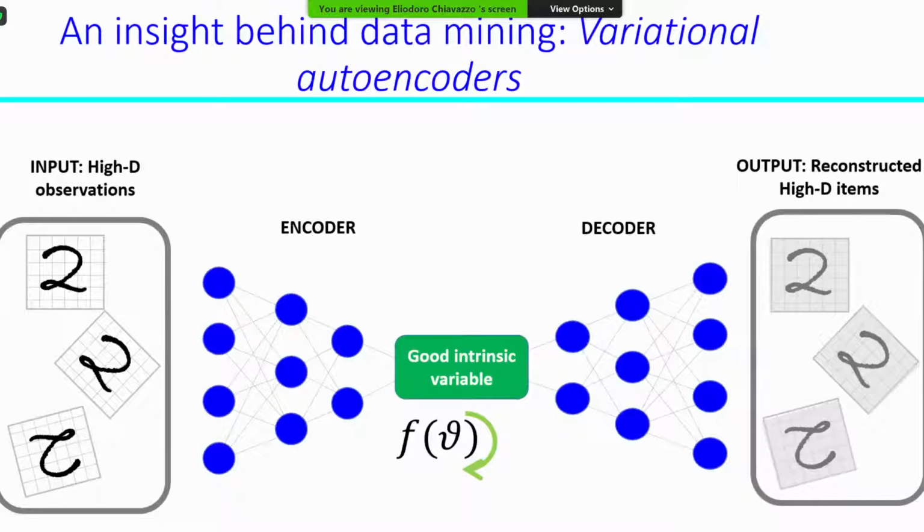Another possible approach is variational autoencoders. Imagine a very special neural network that has topologically this very peculiar shape. You start from a high-dimensional observation and you train this network in order to boil down the description of this observation to a very few parameters, and then go back again to the reconstruction. If this reconstruction is successful, then you have well trained your network, and the good intrinsic variables are in the neck of this funnel.